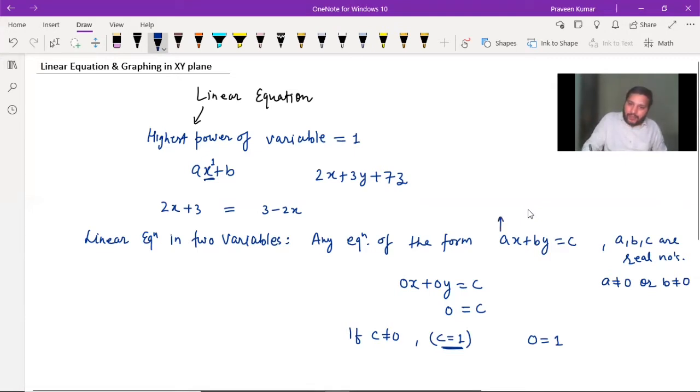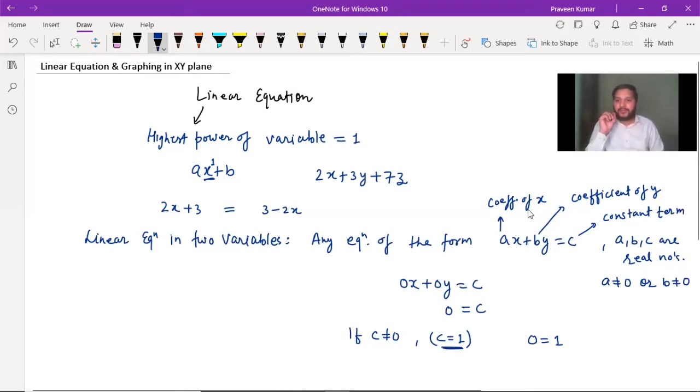where a is called the coefficient of x, and b is called coefficient of y, and c is called constant term. So either the coefficient of x will be not equal to 0 or the coefficient of y will be not equal to 0.